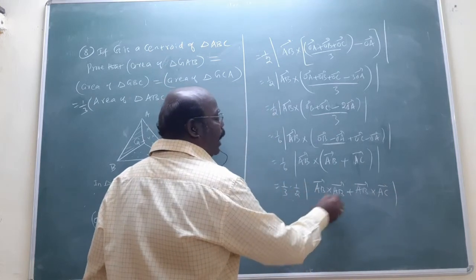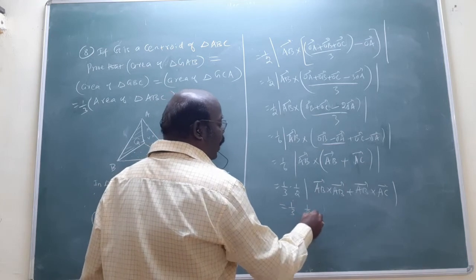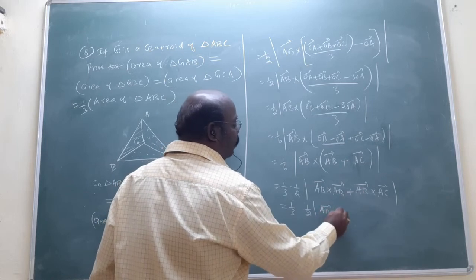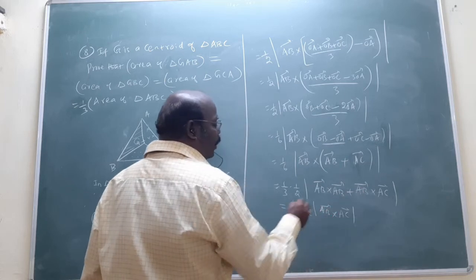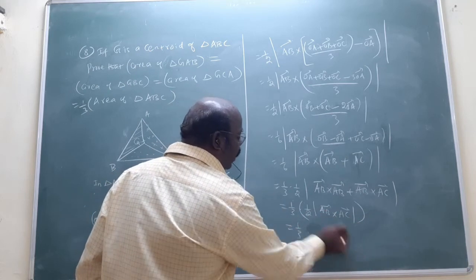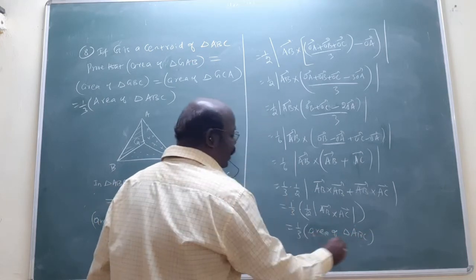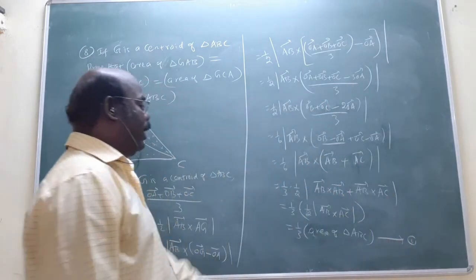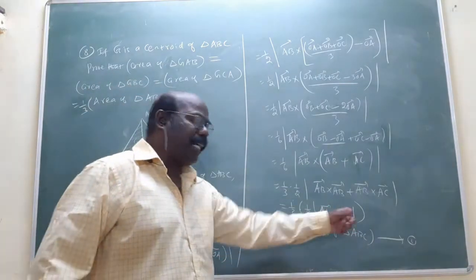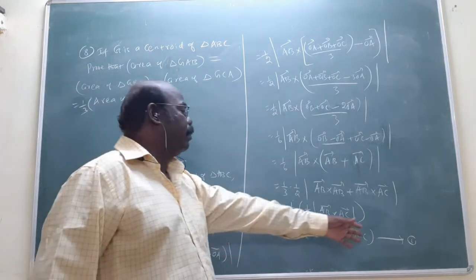Now the same quantity cross product is 0. So half into 1 by 3 into modulus of, this is 0, what do you write? AB cross AC. This is actually what? 1 by 3 into area of the triangle ABC. This is the first answer. Am I correct? Area of the full triangle is half into modulus of AB cross AC, two adjacent sides. So this is 1 by 3 of the area of the triangle ABC.